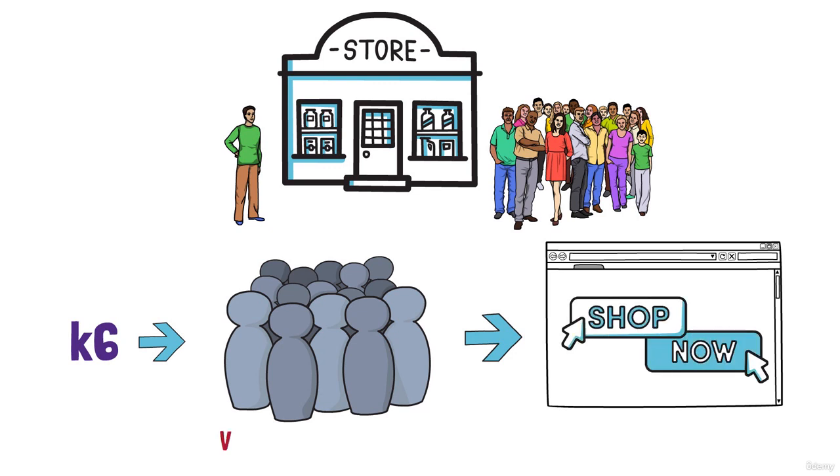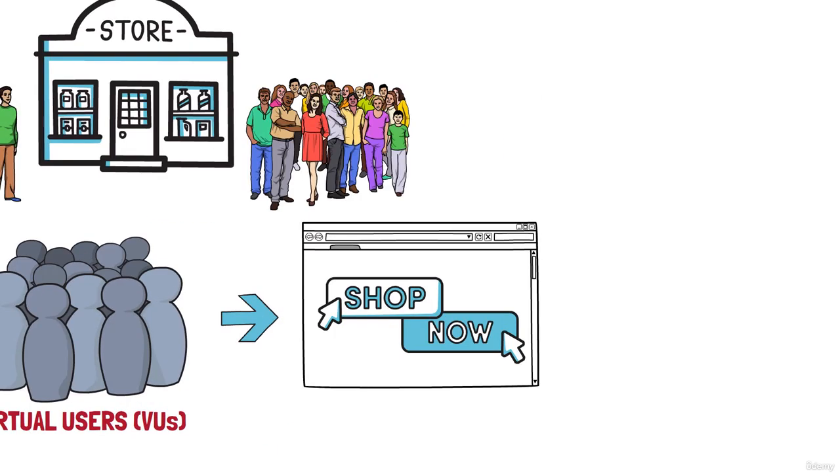These imaginary people are what we call virtual users or VUs. They are not real users, they're not real people. This is why we call them virtual users. It is like sending robots to visit your store or something like that. You get the idea. Let's talk about the requests for a second.